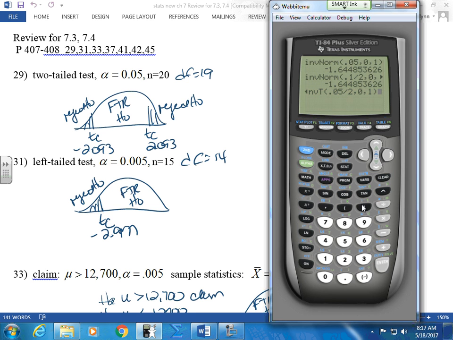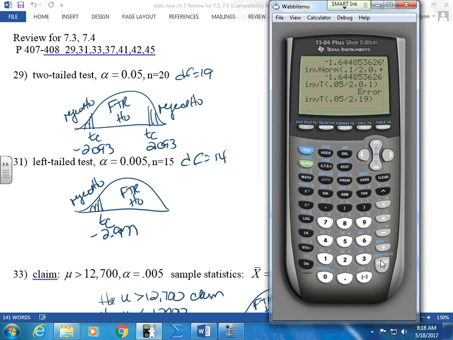So my area is 0.05, and I have the degrees of freedom. This time I want to say divided by 2, because I have two tails. If you have one tail, divide it by 1. If you have two tails, divide it by 2. For degrees of freedom, you tell it 19, and paste, and it'll find it for you.